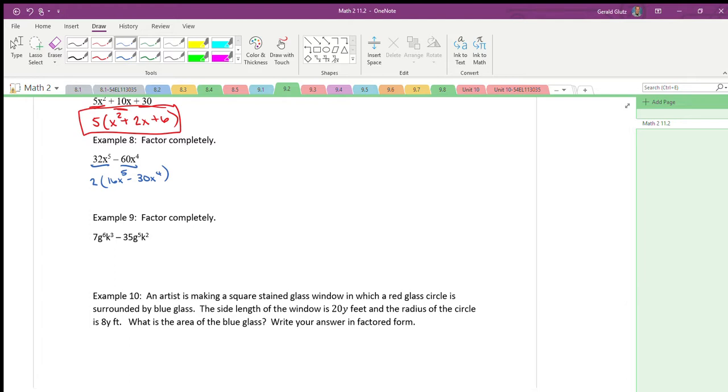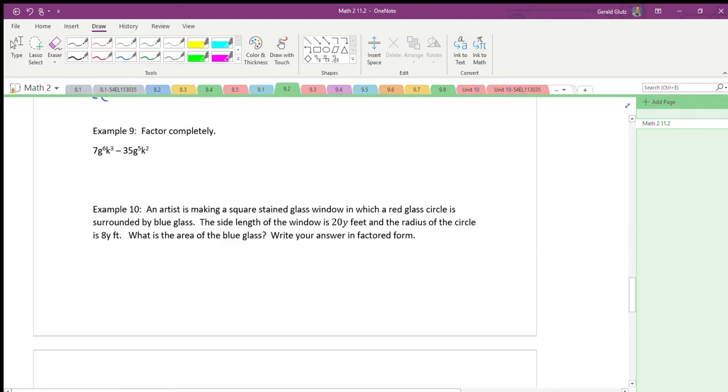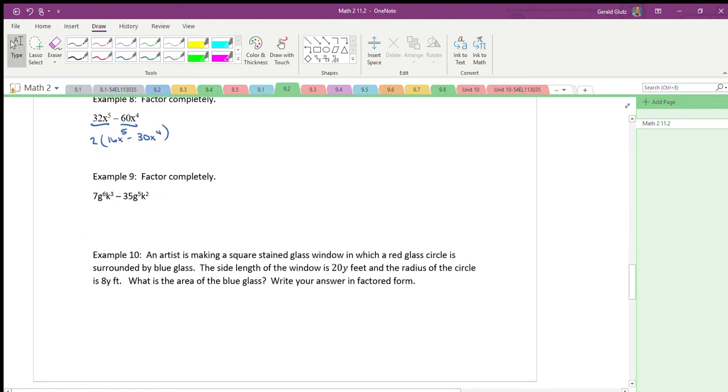Sometimes you're not going to see right away what number goes into both of these things, or what's the biggest number. So you might have to try multiple times. So I still can see that 2 goes into both of these things. So I already have a 2 out here, so I'm going to take out another 2. So now 8x to the 5th minus 15x to the 4th. And now on the outside I have 2 times 2, or 4.